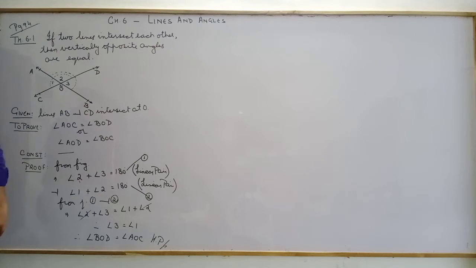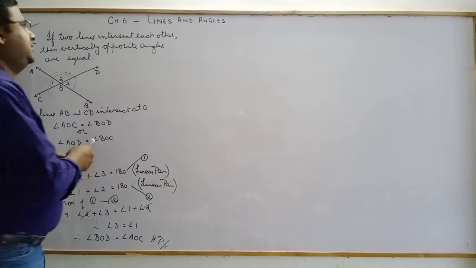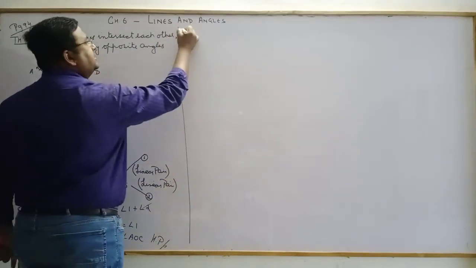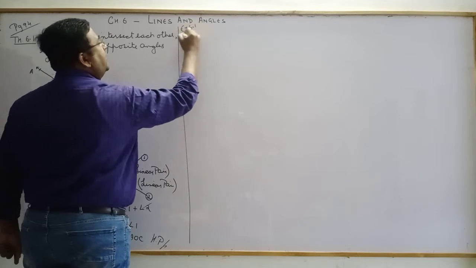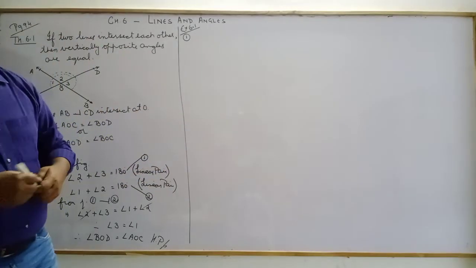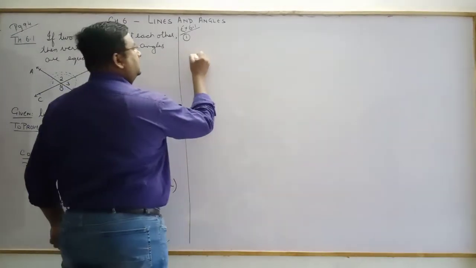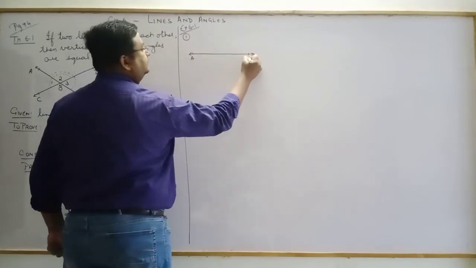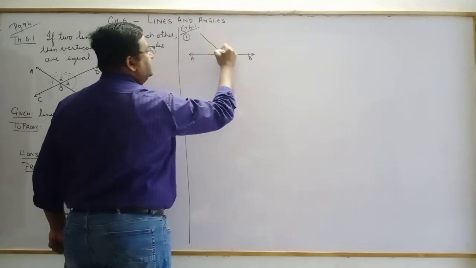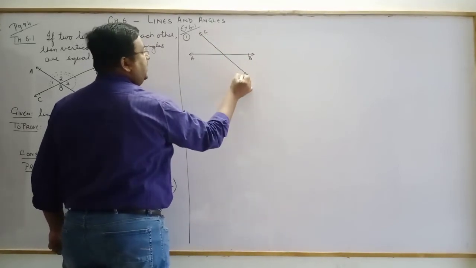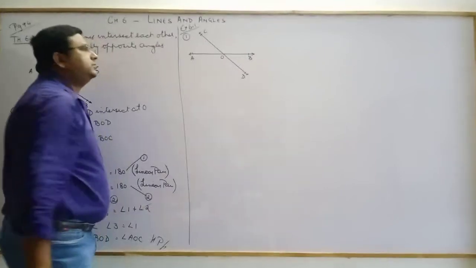Clear? Check first question, exercise 6.1. Very simple questions are there. First question. Read it and draw the figure. He says, in the given figure, lines AB and CD intersect at O. If you observe the figure, this is line AB and this is line CD. Intersect at what? O. Any problem?